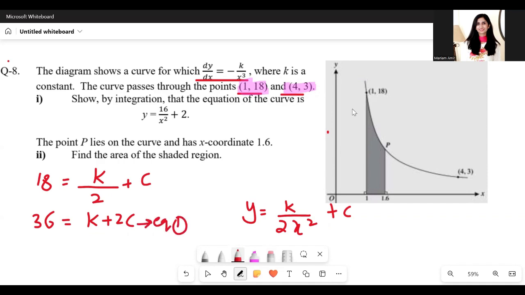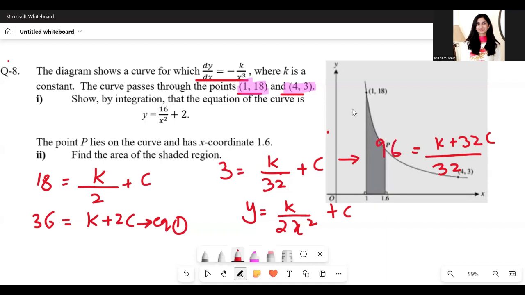Equation 1. Similarly, now I'm going to replace y with 3 and x with 4. So I get 2 times 4 squared. That would be 16 times 2, which is 32. Plus c. Now we take LCM again. So that's going to be 32 k plus 32c, and send 32 to the other side. It gets multiplied with 3. That's going to be 96. This is equation number 2.